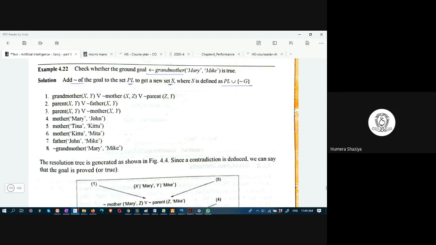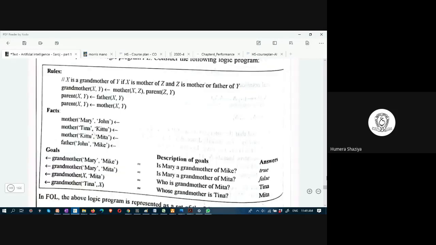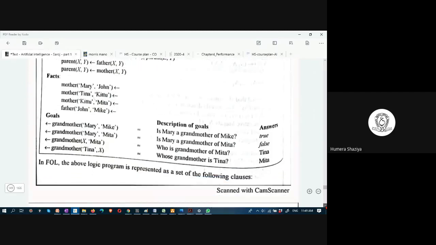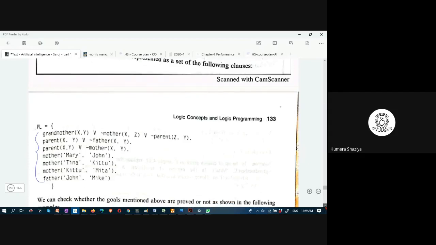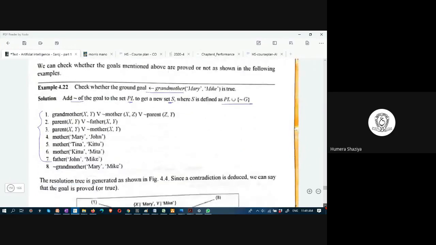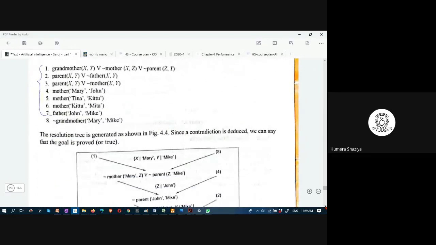Grandmother X. If you observe here, these are all program clauses. This one, along with this goal. What is the goal? Mary grandmother of Mike, and you are negating it. So Mary is not grandmother of Mike.